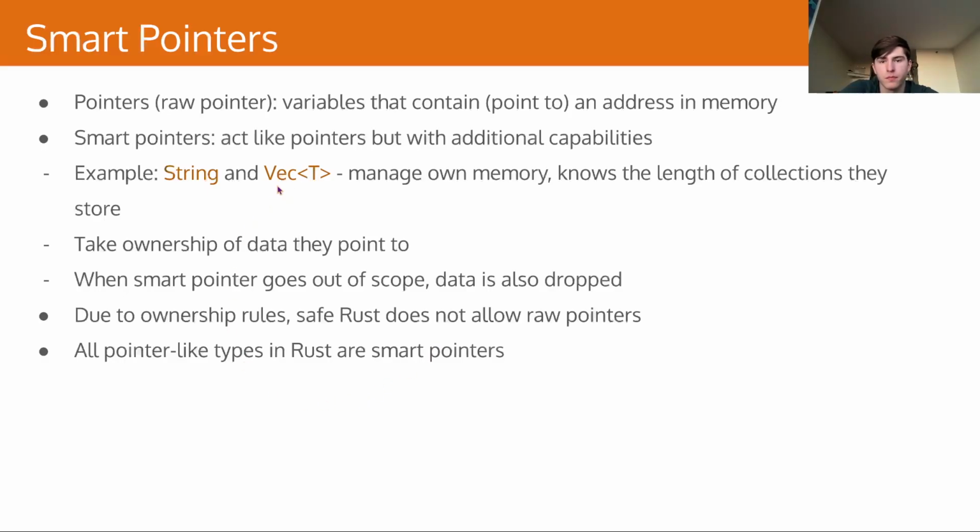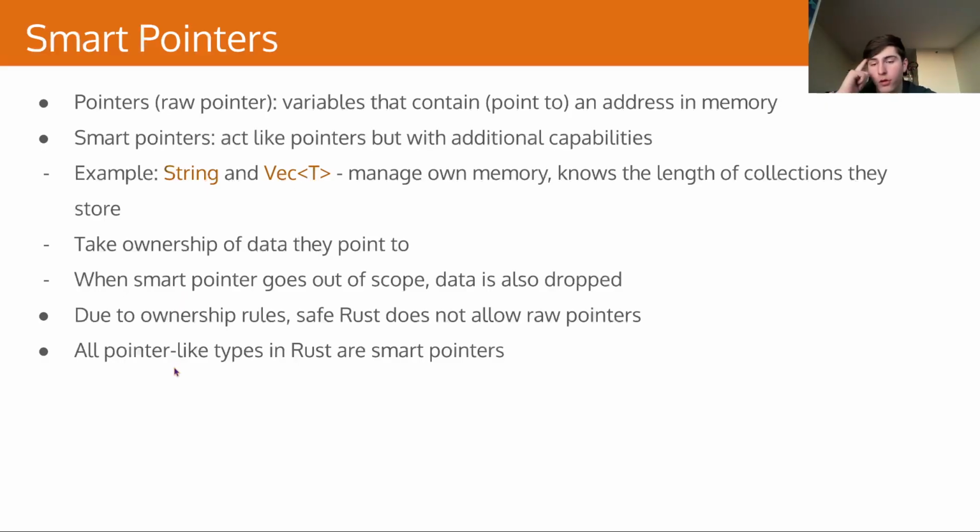For example, String and Vec here manage their own memory, and they know the length of the collections, and they take ownership. Also, when smart pointers, like Box or Rc, go out of scope, the data is deleted for you. Unlike in C++, where if your pointer goes out of scope but you haven't deleted the data in memory, you have a memory leak, which means you're not freeing up all the memory you're using, so you will eventually run out of memory.